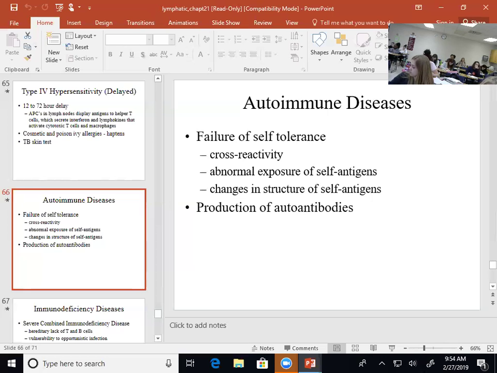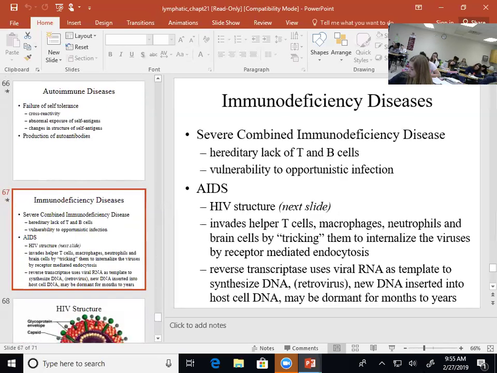Our immune cells are supposed to recognize our self antigens and not do anything to harm them. But if your self antigens started to change, get tweaked a little bit, now the immune system doesn't recognize them and it's going to end up destroying them. So making these autoantibodies, not a good thing. So we know this is where a lot of the autoimmune diseases actually come from.